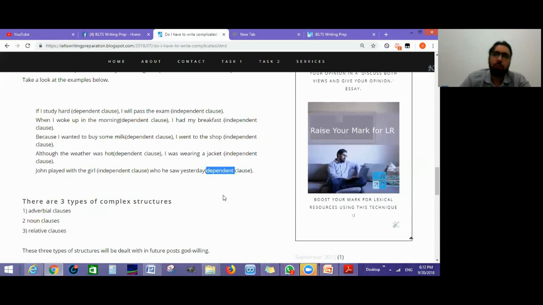Okay, so for complex sentences, we have 3 types. And the band descriptors tell us that they want a variety of complex structures with accuracy. So, here we have adverbial clauses. Adverbial clauses are clauses with subordinating conjunctions, like when, if, because, although, even though, and these are called subordinating conjunctions.